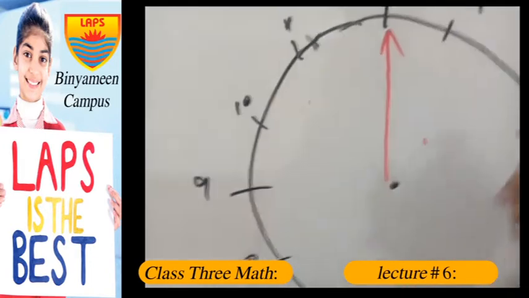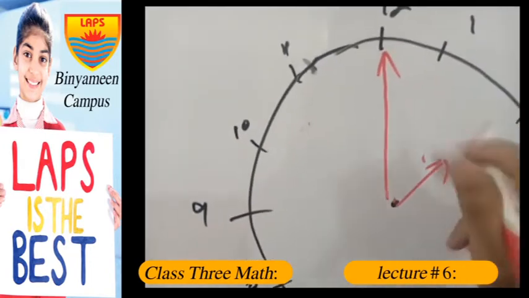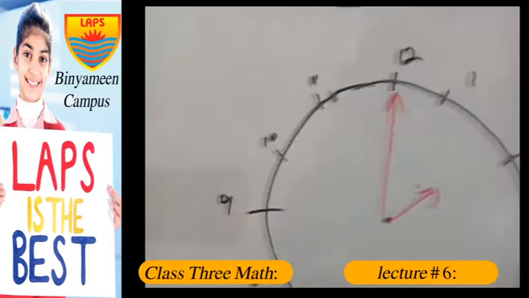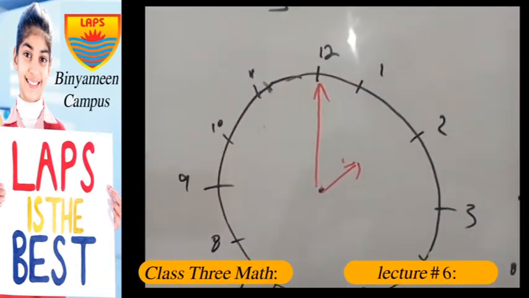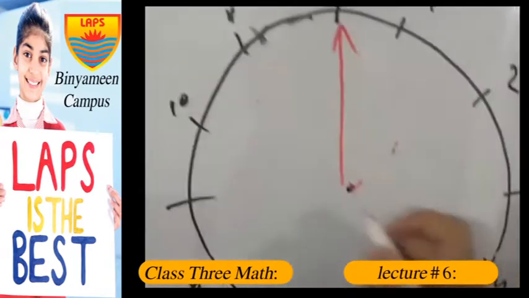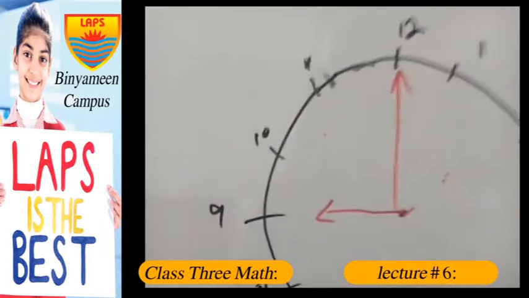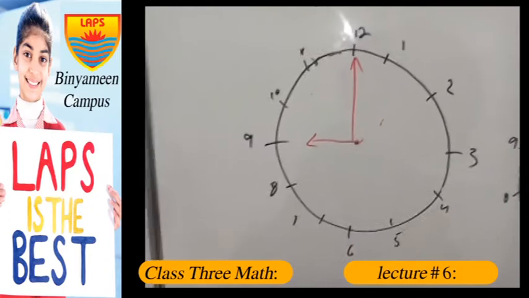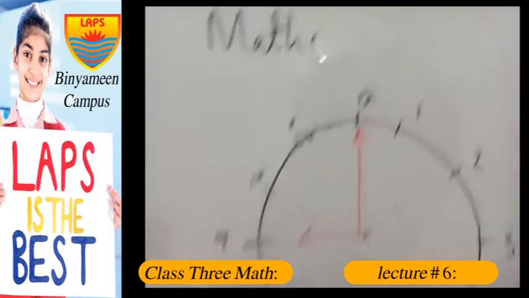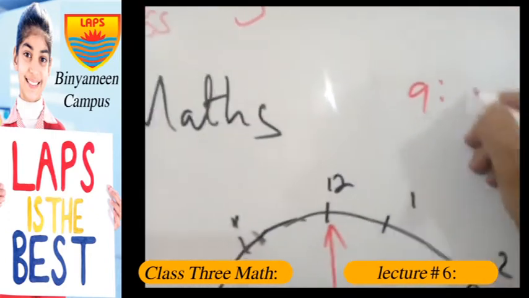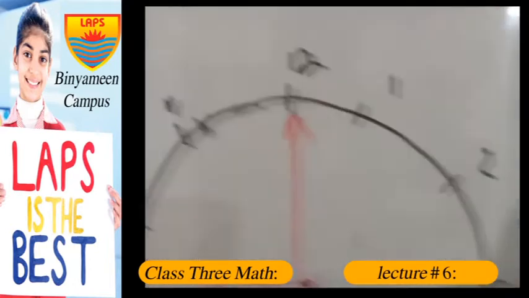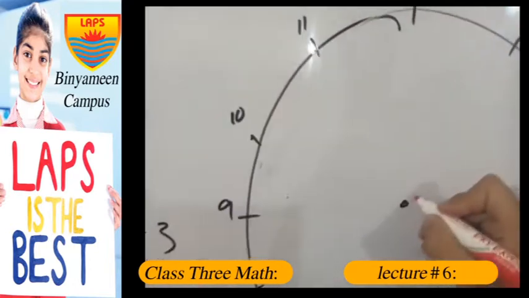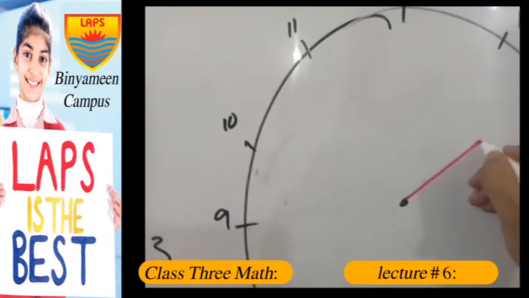Now if the smaller hand is at 2 and the minute hand is at 12, it says 2 o'clock. Now if the smaller hand points towards 9 and our minute hand is pointing straight towards 12, then it's 9 o'clock. So the time written here will be 9 o'clock.